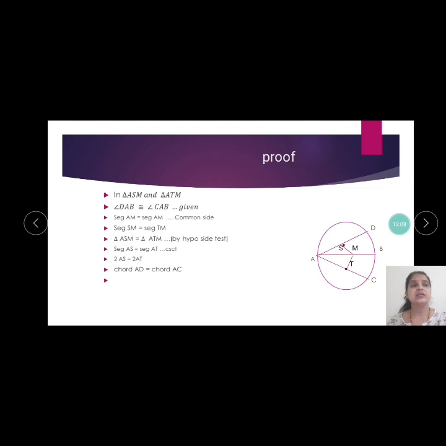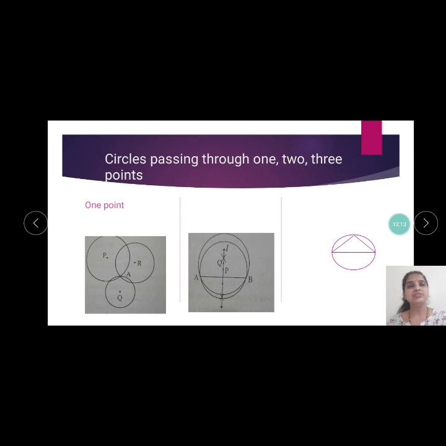Next is tangent and secant. Now here, tangent and secant, it is circles passing through 1, 2 and 3 points. Very first thing: when we take a point and draw a line passing through it, how many lines can pass through it? Innumerable lines can pass through it, right? In the same way, when you take a point and draw a circle passing through that point, how many circles can be drawn? The answer is that innumerable circles can pass through one single point, right?